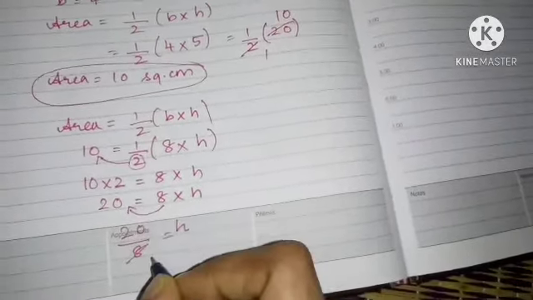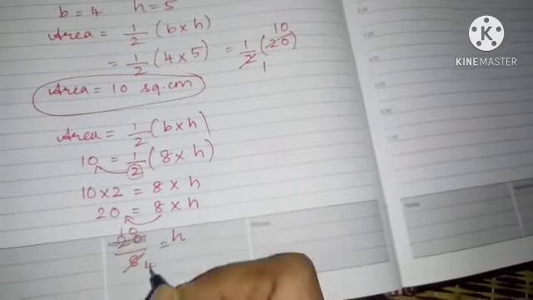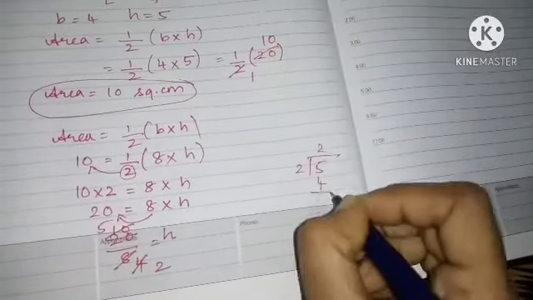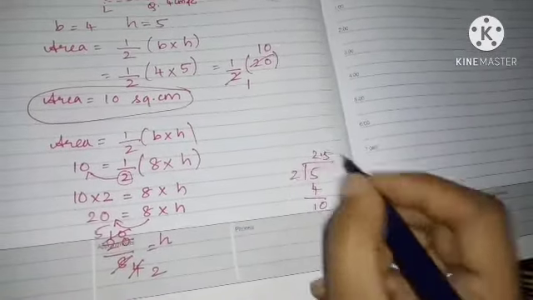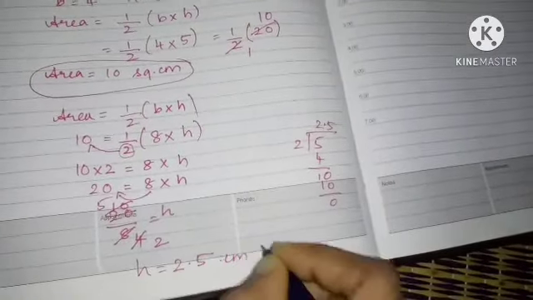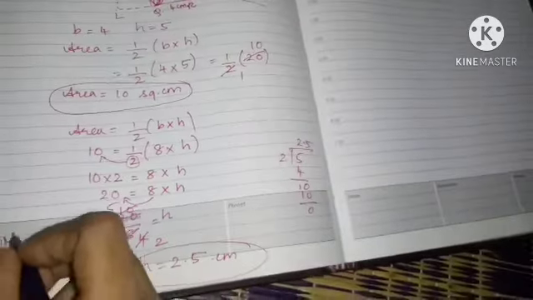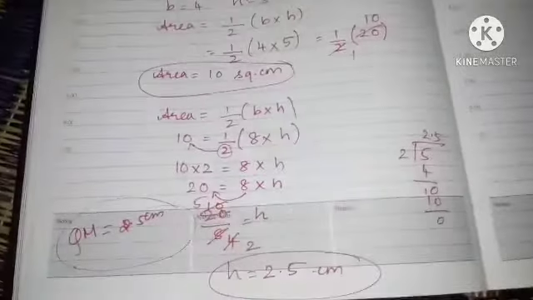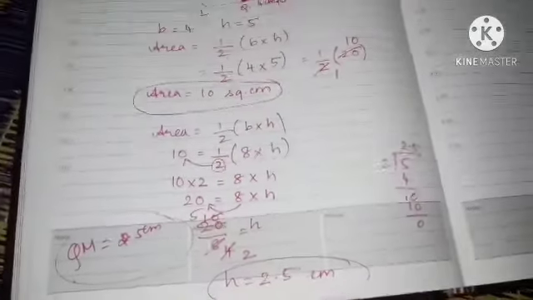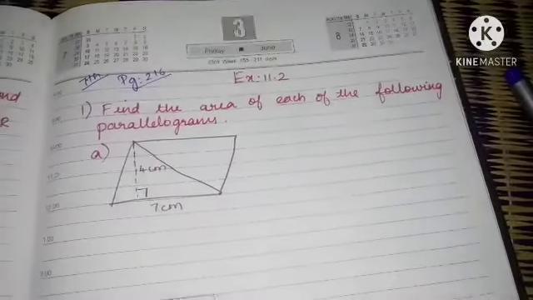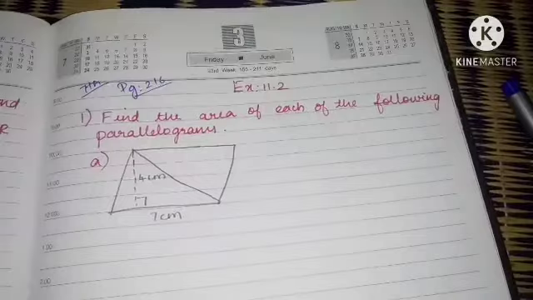2 4s are 8. 2 10s are 20. Then 2 2s are 4. 2 5s are 10. Remainder 0. Now height is equal to how much? 2.5 centimeter. So actually this QM length is equal to how much? 2.5 centimeter. We have found the QM length. Okay, what is the value of the height QM? 2.5 centimeter. Understood?